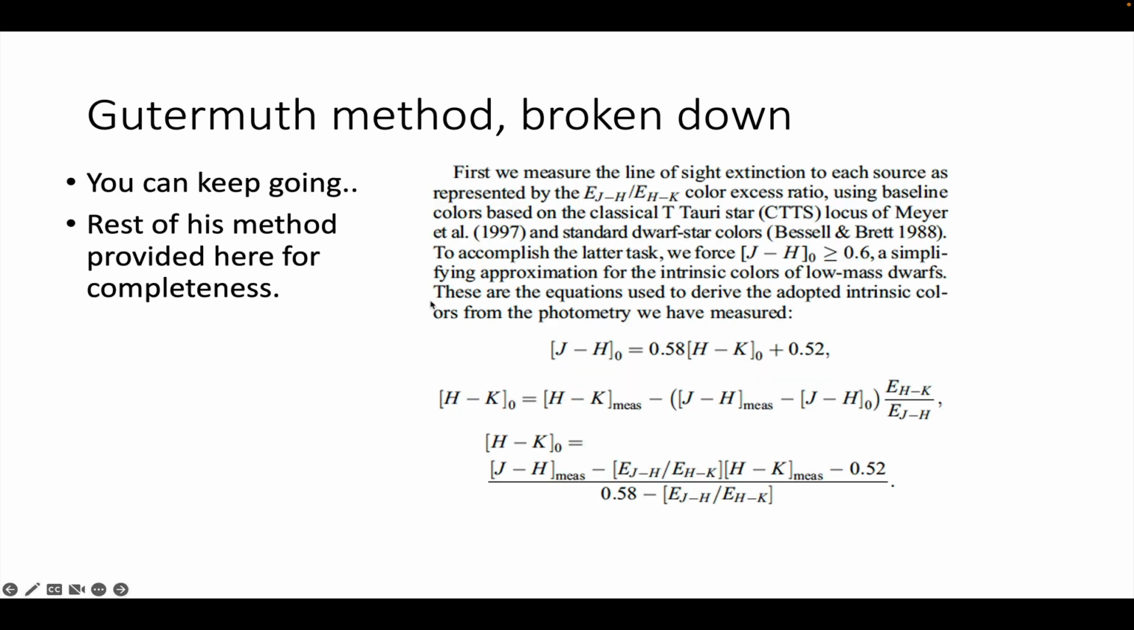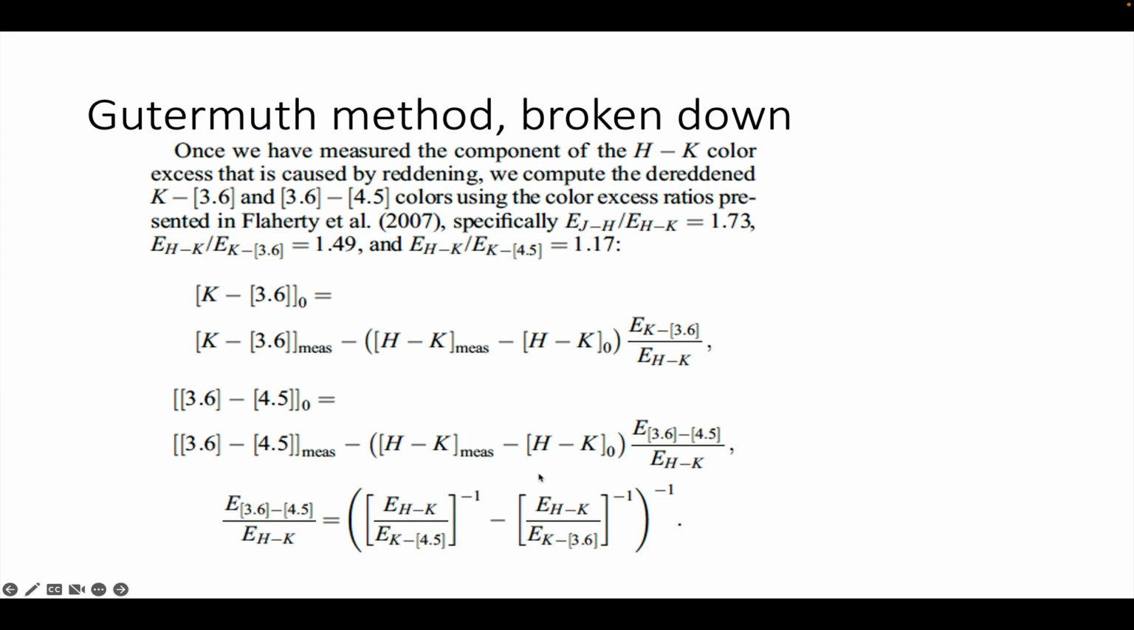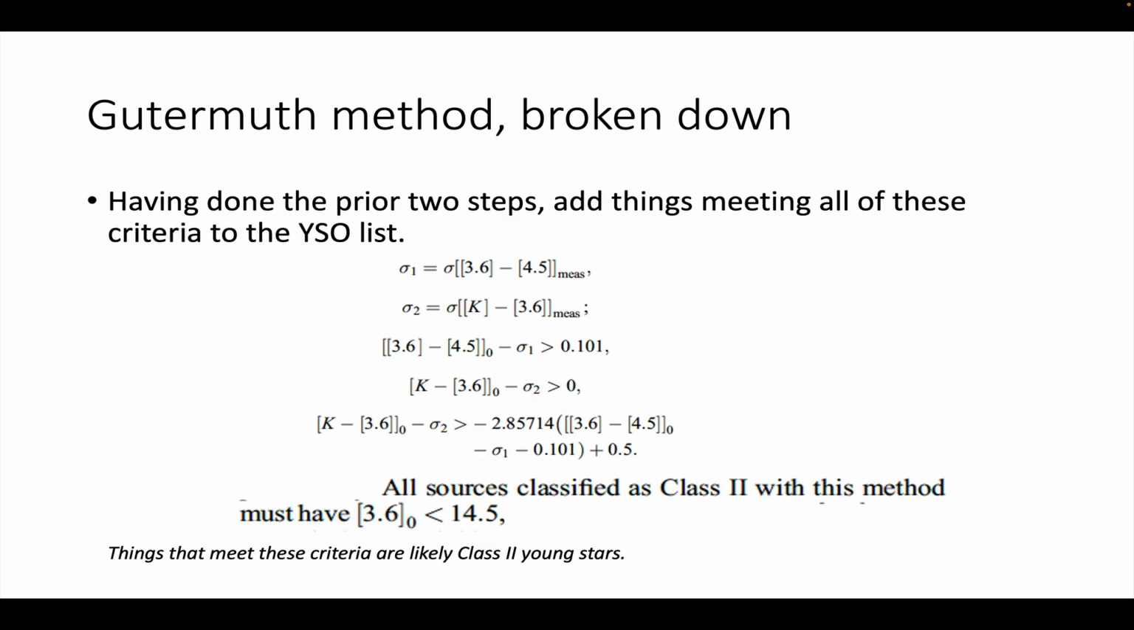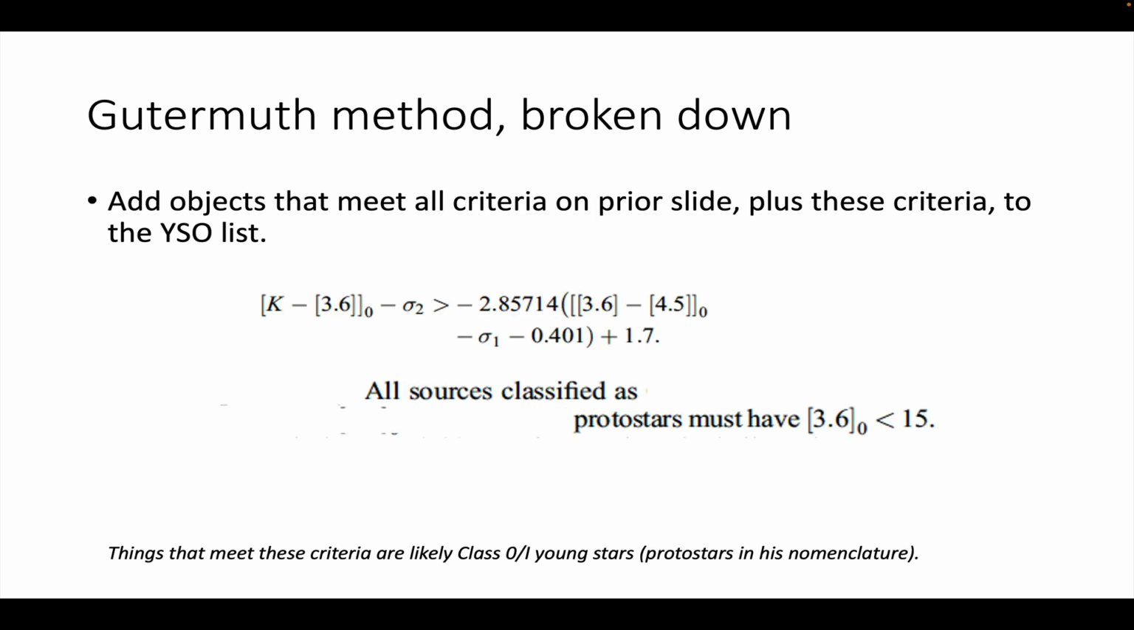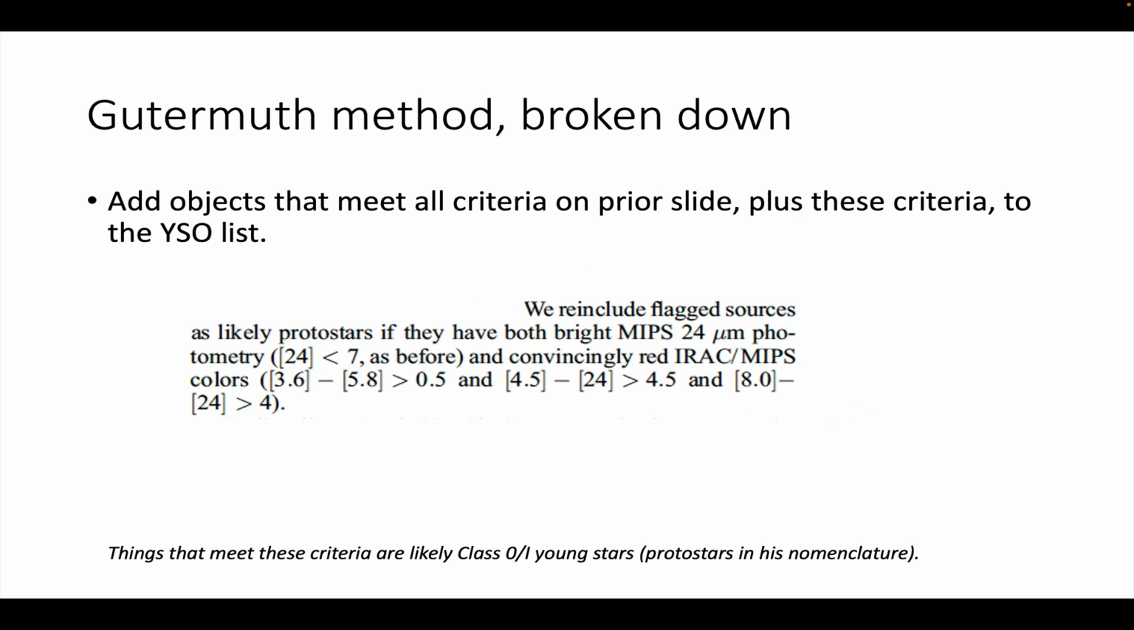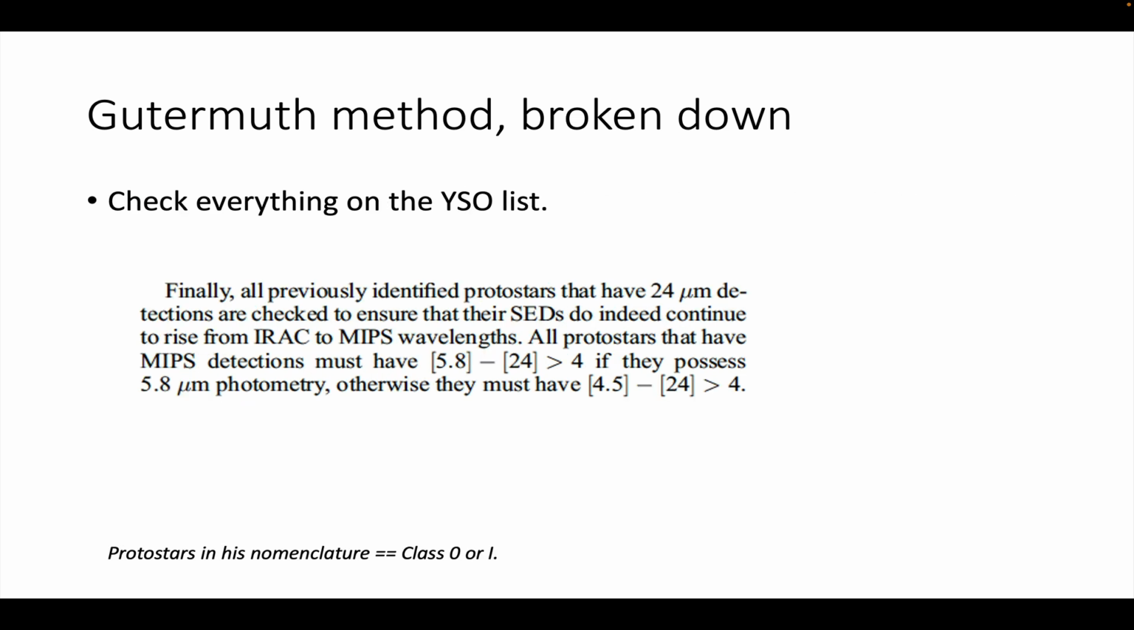Keep going. In his paper, he's got this all spelled out. So we've just got all of this. He's doing extinction corrections, then he's doing this, and then having done the prior 2 steps, add these things back in, add objects that meet this, add this, and then go back and check.